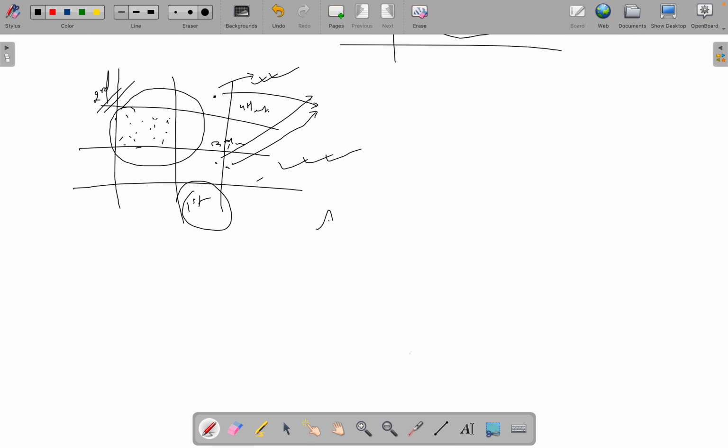Another one is the autoencoder. This is a deep learning technique. We have something called encoders, and we have something called decoders.